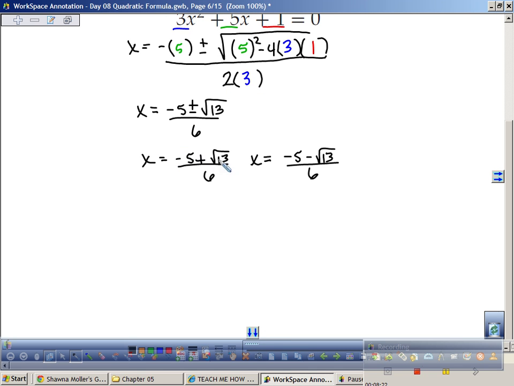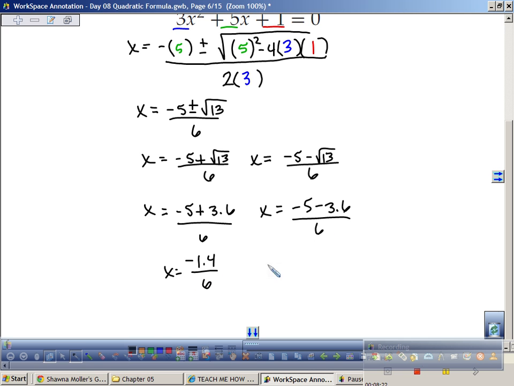Let me have it for me? 3.6? So x equals negative 5 plus 3.6 over 6, and x equals negative 5 minus 3.6 over 6. Good. This is negative 1.4 over 6, and x equals negative 8.6 over 6. Put those in your calculator for me.